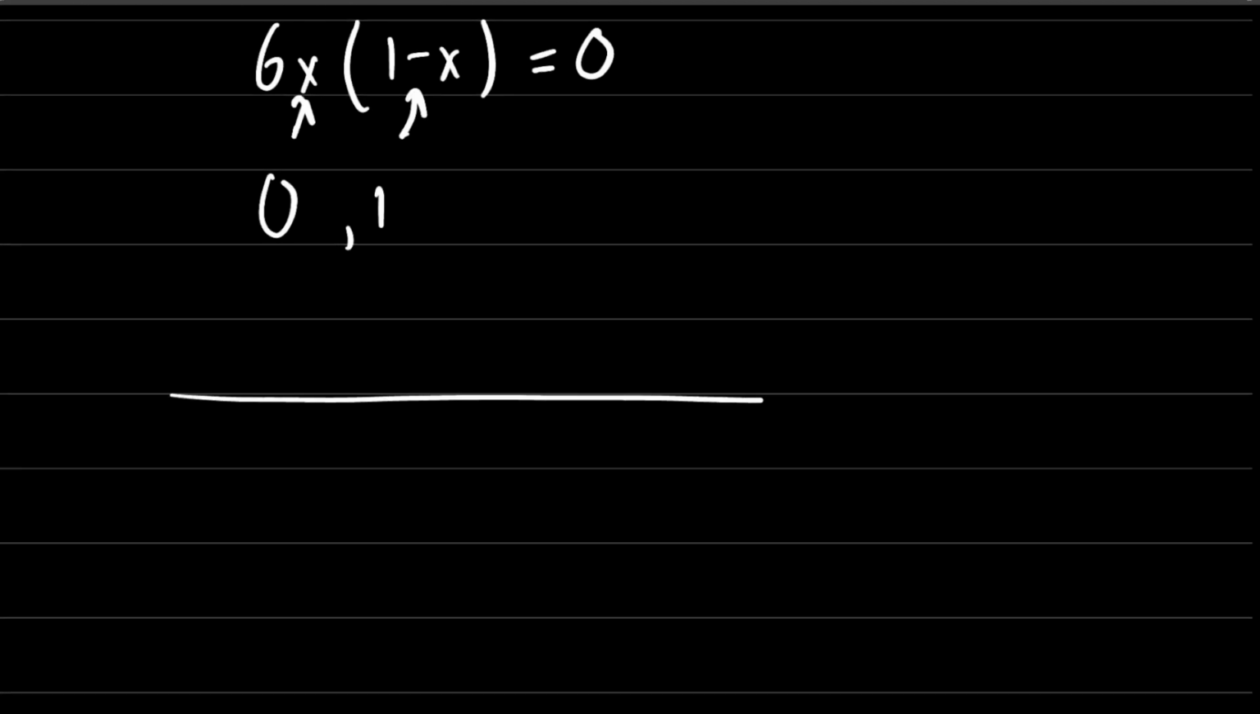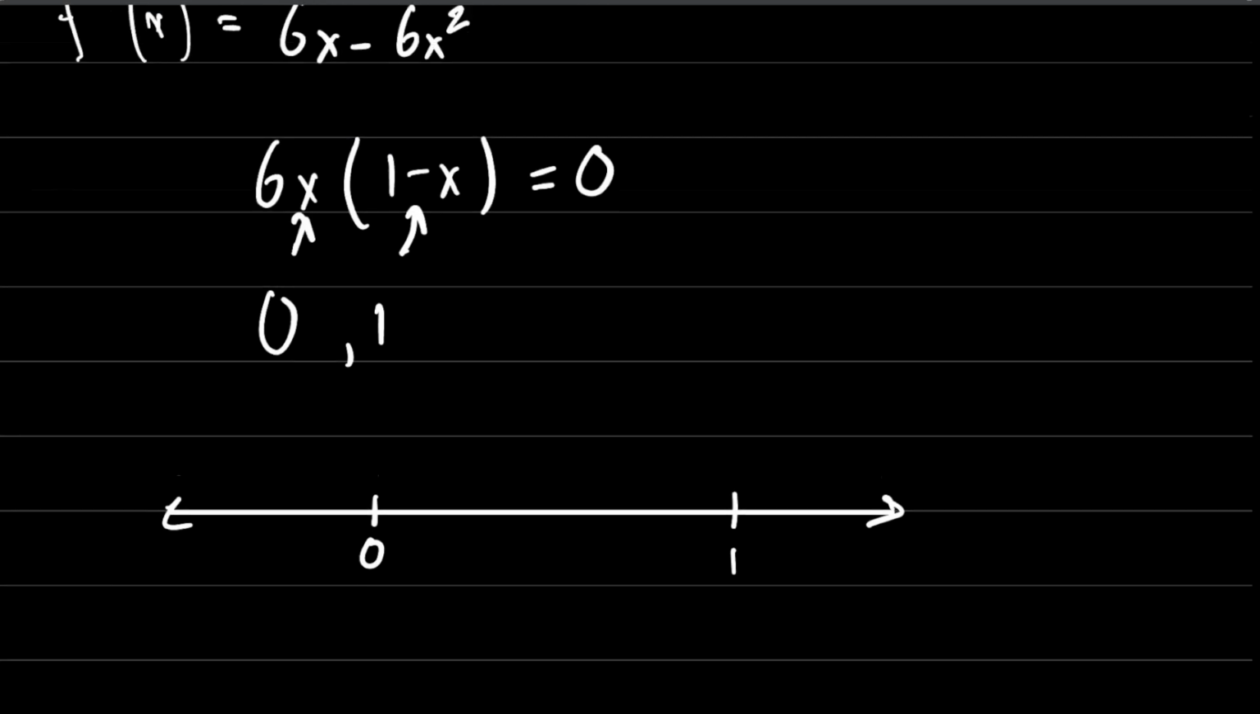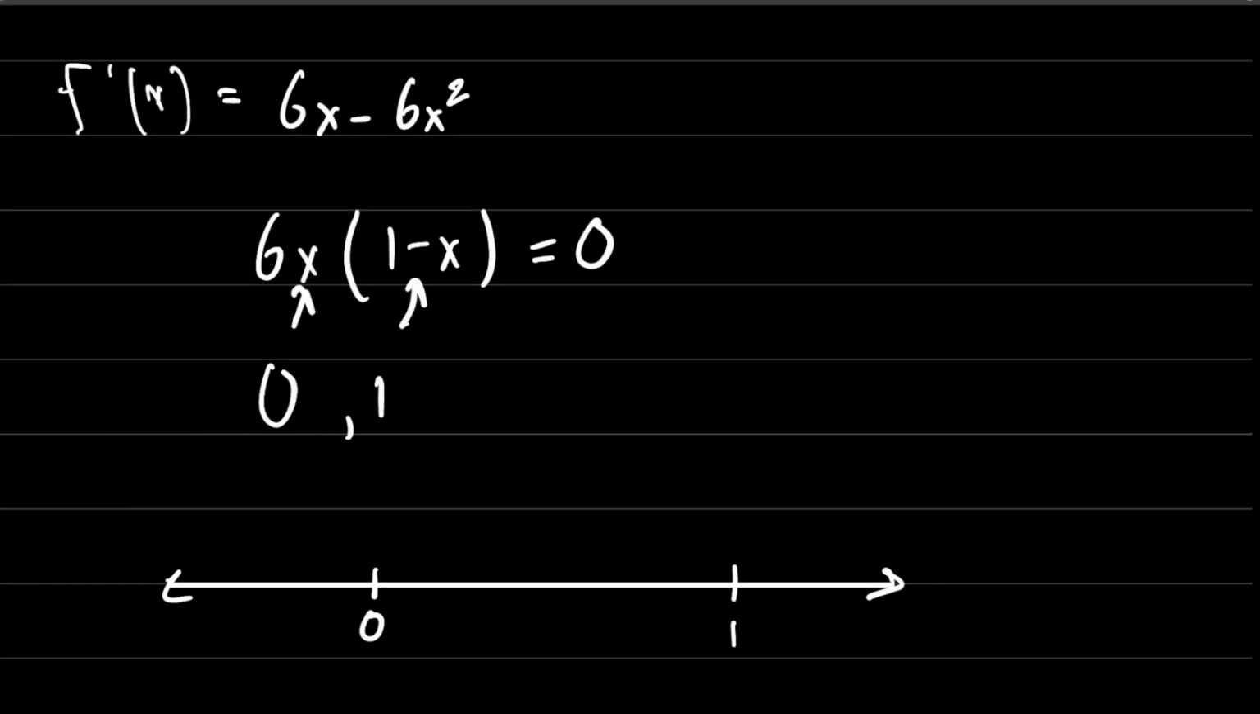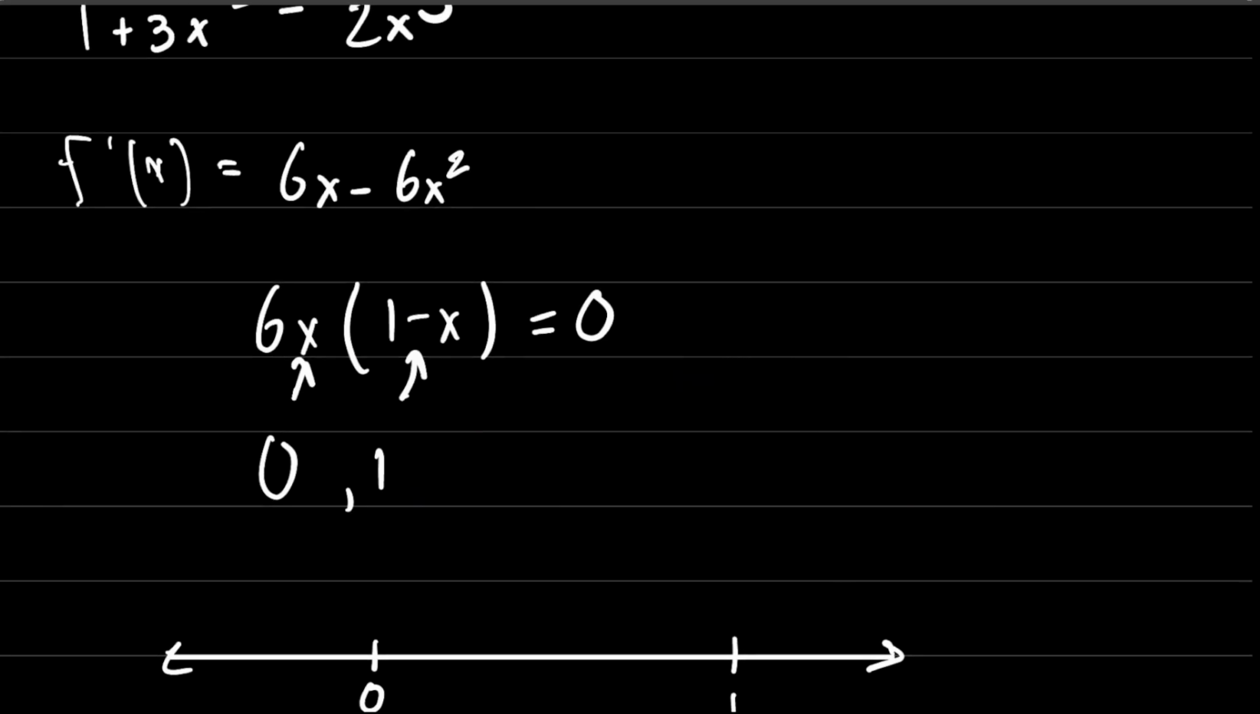And now we can draw a number line. And we can say we have a 0 here. And let me move this over. We have a 0 here, and a 1 here. Let's plug in a value between 0 and 1. We'll say 1/2 too, and now we can plug in our missing values here.